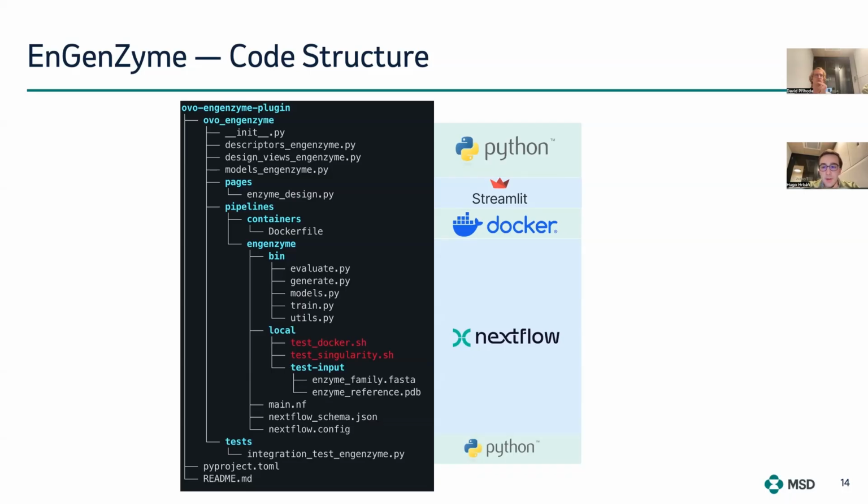We have a Docker container which defines all the dependencies, and the actual Python code that gets executed inside the Nextflow pipeline, which corresponds to the parts of the pipeline that I show, like training, generation, and evaluation. And last, we have tests both for the pipeline itself, just for the Nextflow part, but also integration tests that actually create objects in the OVO database, and you can browse the designs afterwards.